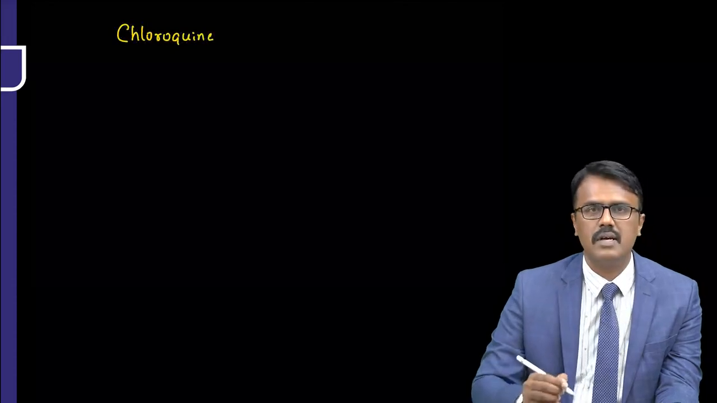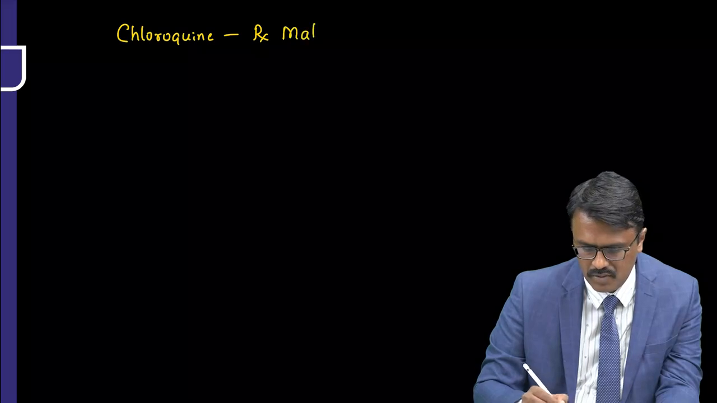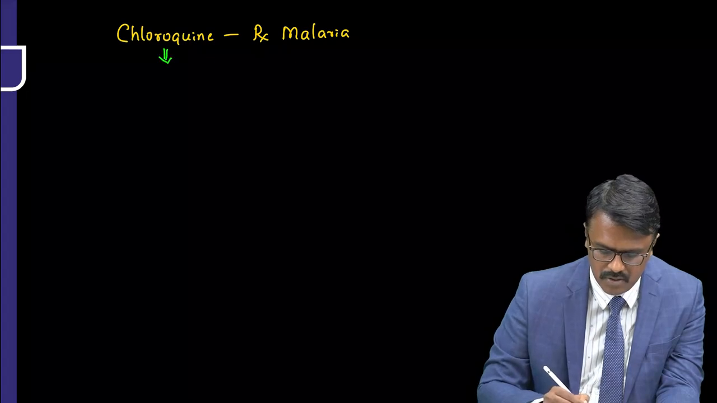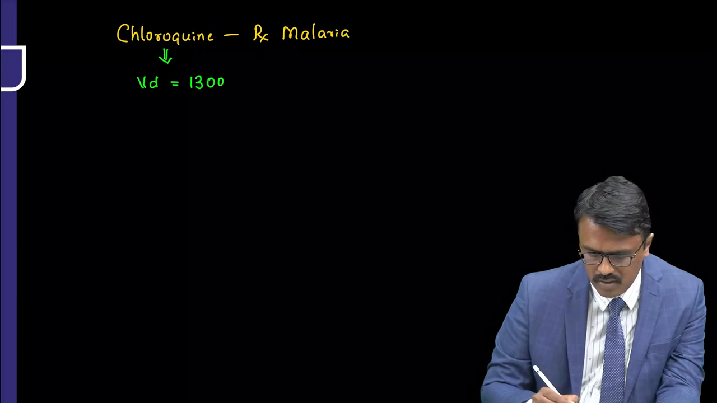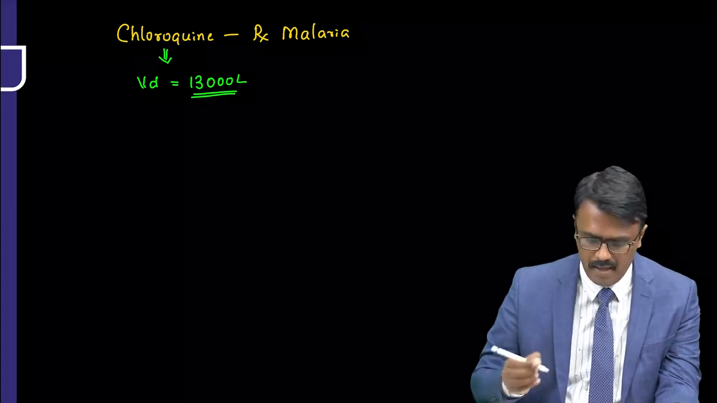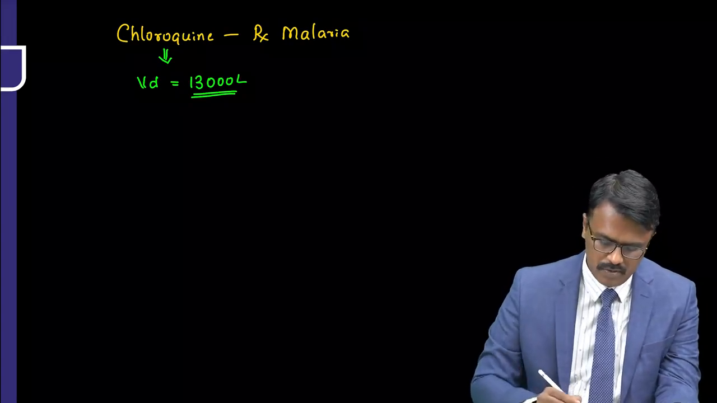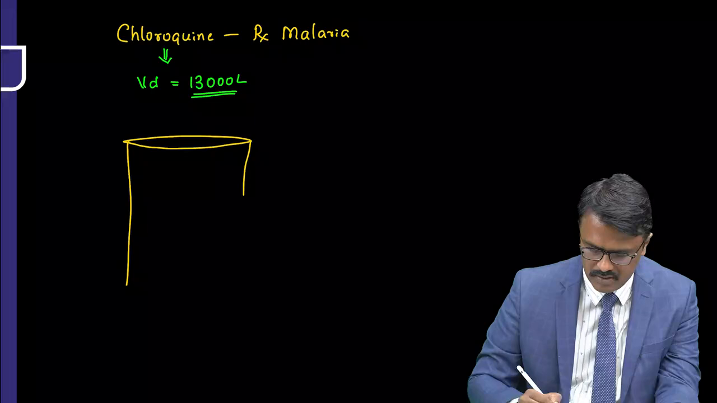Now, chloroquine is a drug used to treat malaria. Chloroquine has a volume of distribution of around 13,000 liters. That is the volume of distribution, very high. Now, when we use chloroquine, this is the blood vessel.